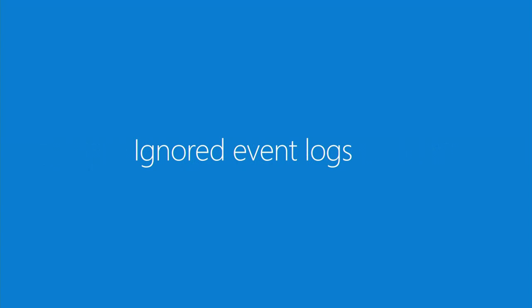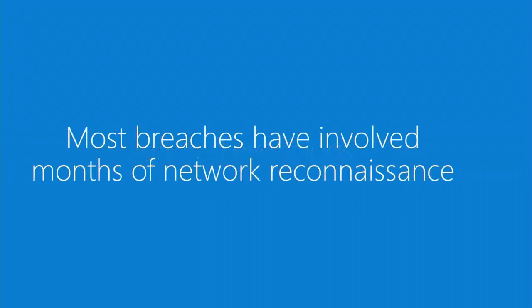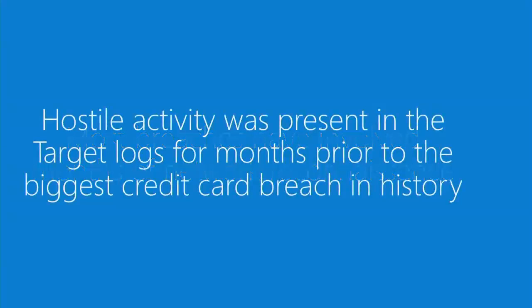Who here goes into the event logs and looks and goes, wow, there's only a couple of red ones and there's only a couple of yellow ones. I think we're pretty good. Most breaches have involved, on average, 3 months of network reconnaissance.